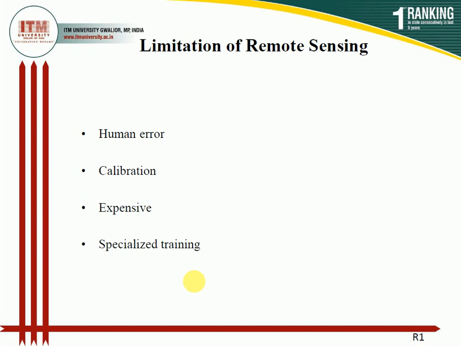The type of sensor, and where to mount that particular sensor, are all decided by humans. So there are chances of human error in taking the pictures or images of a particular target object. Calibration is another problem in remote sensing, because each and every sensor needs to be calibrated, and if proper calibration is not made, then the result will be erroneous. It is an expensive process and needs specialized training for perfect operation of the sensor.